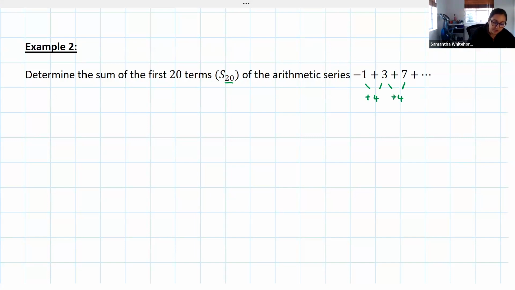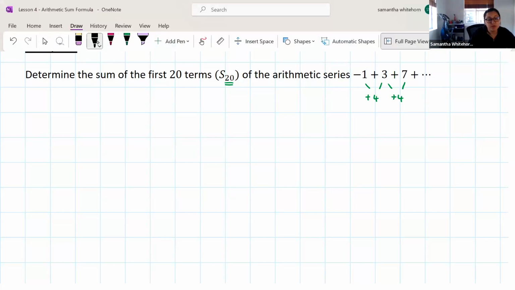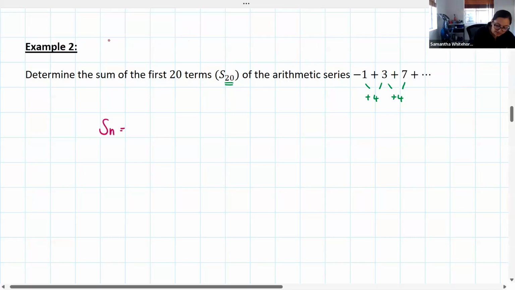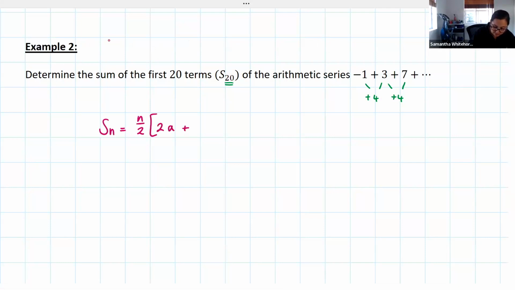Now I want the first 20 terms. So I'm not going to write my sequence out to 20 terms. I'm just going to use my formula. Now again, grade 12s, this is on the formula sheet. You don't have to keep writing down the formula. I'm going to always write it down just so that we can start associating this formula with arithmetic series, but you don't have to. So S of n is equal to n over 2, and so on. I'm not going to say it all again.